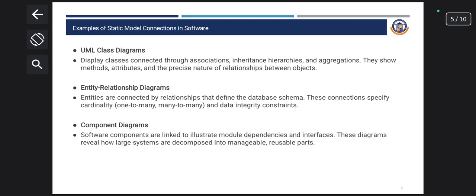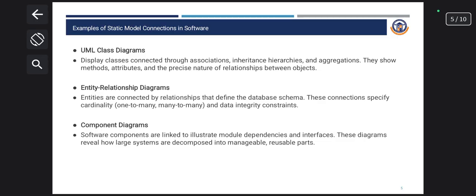The relationships can be one-to-one, many-to-one, or many-to-many, depending upon the scenario. So this is known as an entity relationship diagram. The third one is the component diagram. Software components are connected to show dependencies and interfaces. So these diagrams help break down complex systems into manageable parts.